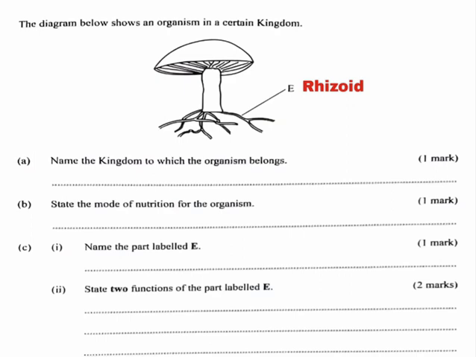Now, question A is saying, name the kingdom to which the organism belongs. 1 mark. So the mushroom and also the rhizopus, they belong to the kingdom called kingdom fungi. Okay, so the answer here is kingdom fungi.